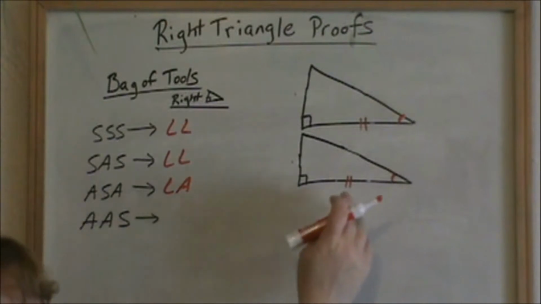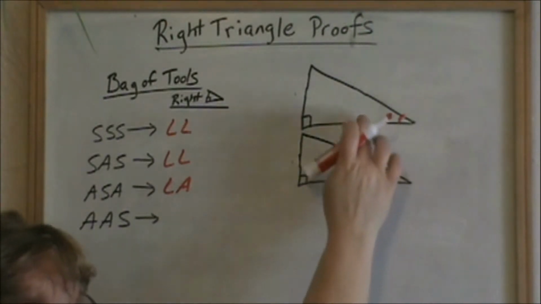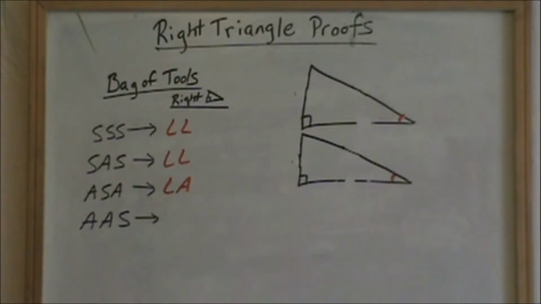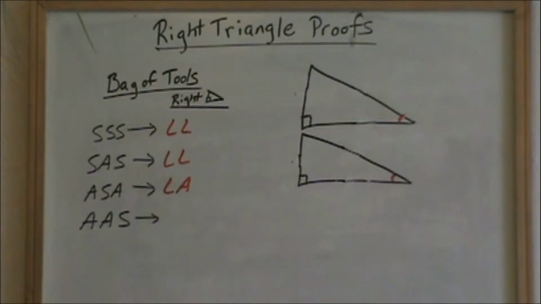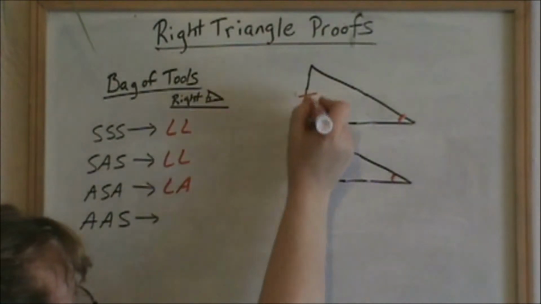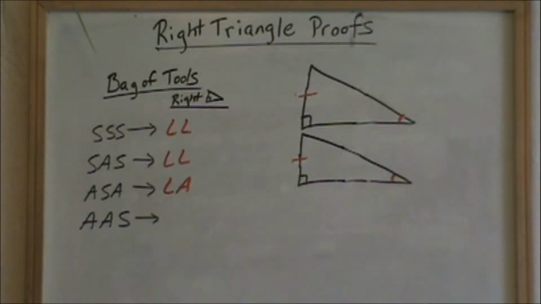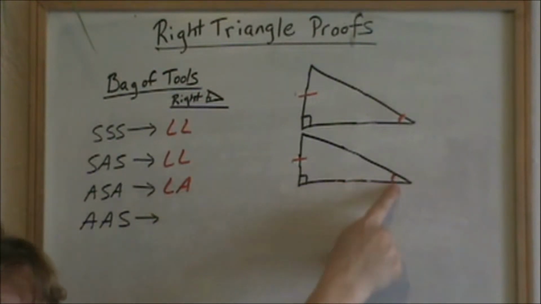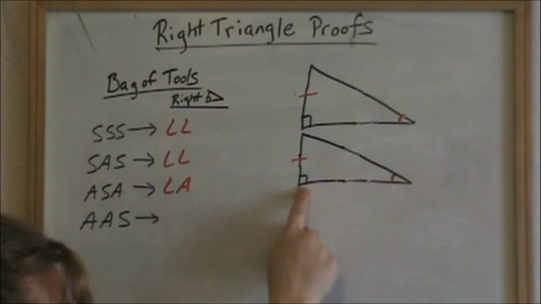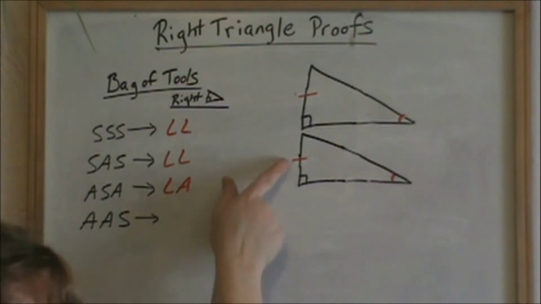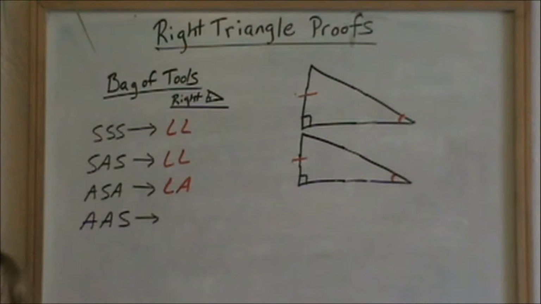Also, let's just say that I didn't know that that leg was congruent, but instead that it was this leg over here that was congruent. Then that would be angle, angle, side, because the side is not in between the 2 angles. Angle, angle, side. I still know a leg and I still know an angle, so I can still call that LA in place of angle, angle, side.